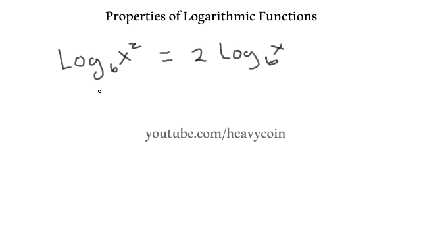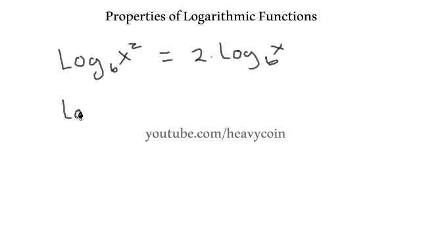So this is kind of like the power rule. I think that's what we call this: taking the 2, bringing it out front, and rewriting. And being able to do this is extremely important later on in the story.